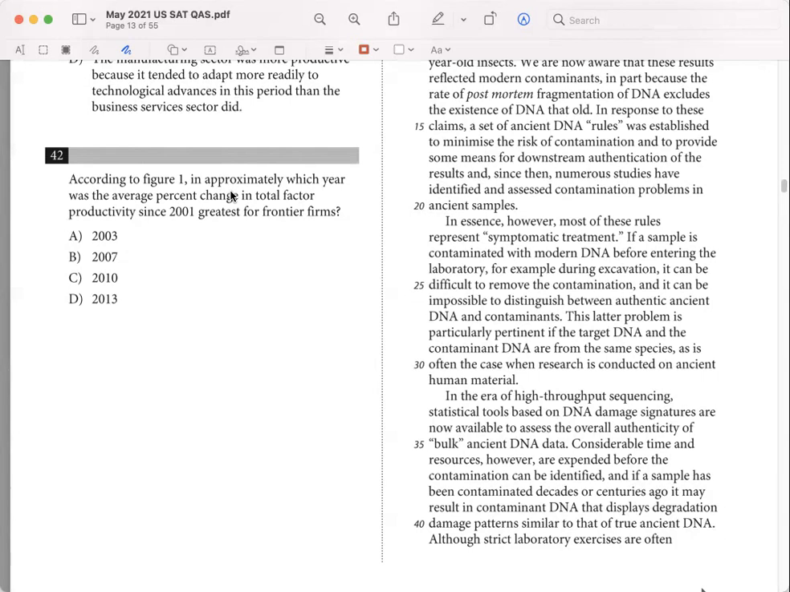So one of the main problems of contaminated DNA is the problem of separating the authentic ancient DNA from the contaminated modern DNA. And that becomes acute when ancient human samples are being worked with, because the excavators, modern humans, and the ancient humans are, of course, the same species. So it's difficult to distinguish between the two DNAs.